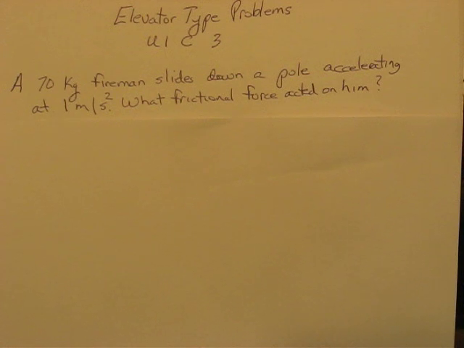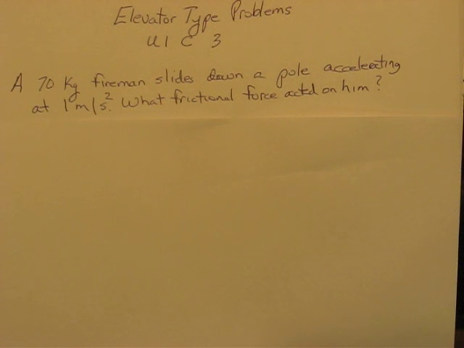Here we have a 70 kilogram fireman who slides down a pole accelerating at 1 meter per second squared, and we're going to assume that 1 meter per second squared is downward. What frictional force acted on him? Now we know there had to be some friction, because otherwise the fireman would be under free fall and would be accelerating at 9.8 meters per second squared. So in this particular case he's still accelerating downward, but at a slower rate.